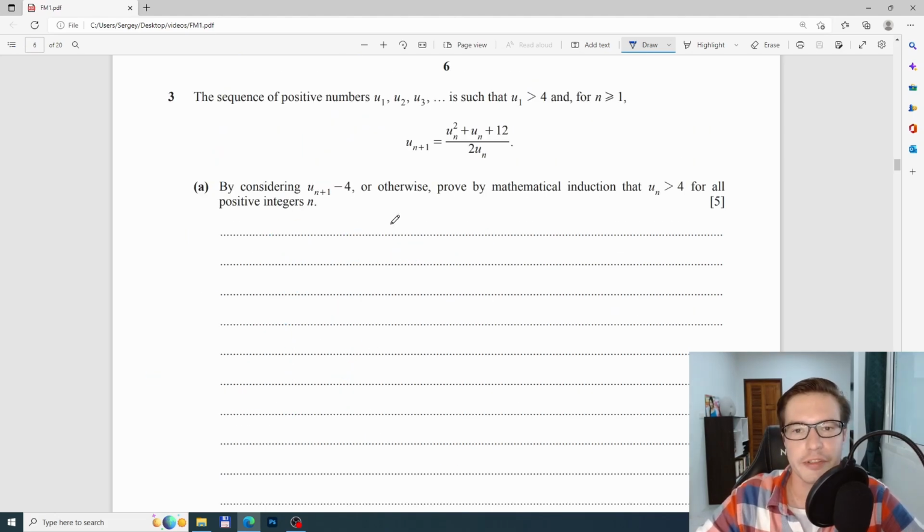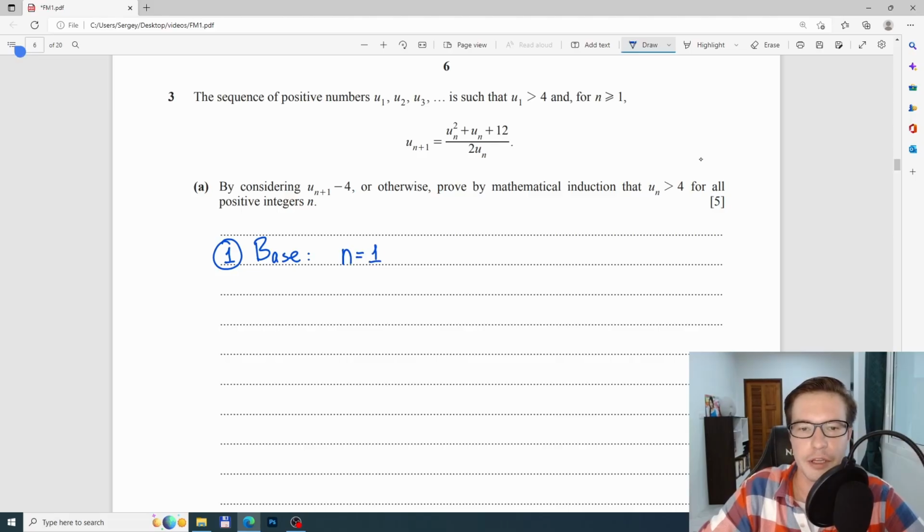In the next question we have a sequence, and we'll have to prove by mathematical induction that any term of the sequence is bigger than 4. So first of all, of course, we'll consider the base case. When n equals 1, the first term of the sequence should be bigger than 4. And that is given in the question already. So it's true.